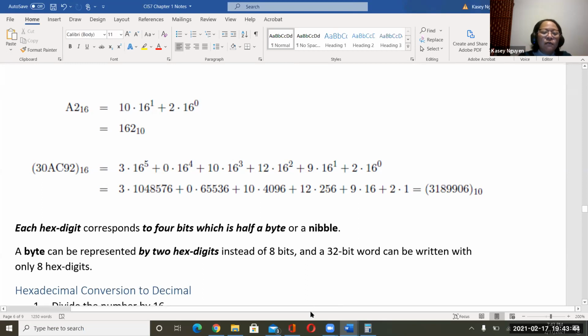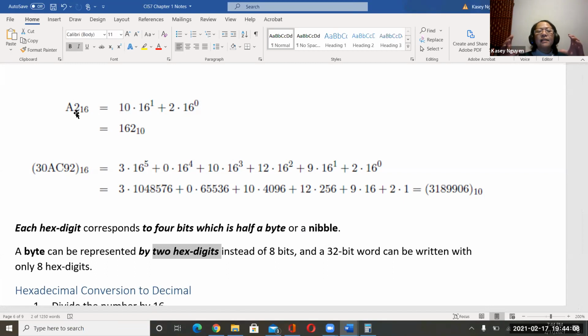A byte represents 2 hex digits, as each hex digit is 4 bits. So when you're looking at A2, that is a byte, right? Because there's 4 bits for the A and 4 bits for the 2. Together, that's a byte. And then when you have 4 digits in hexadecimal, that will be a word or 16 bits.